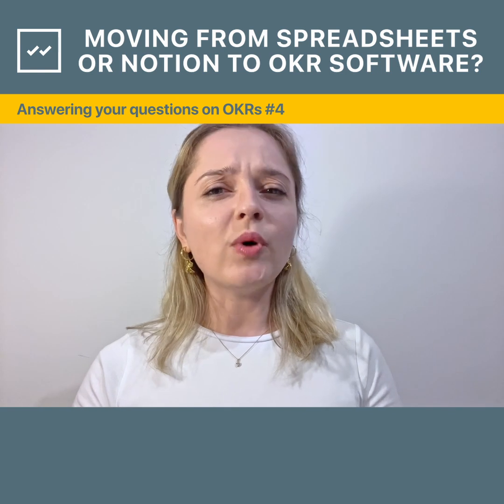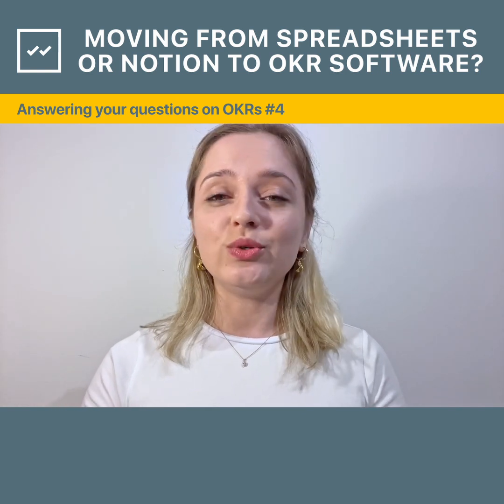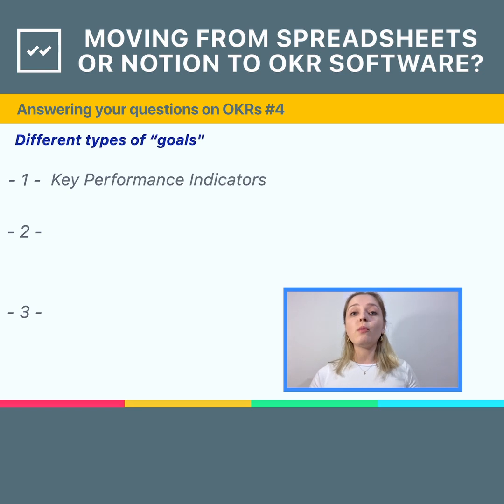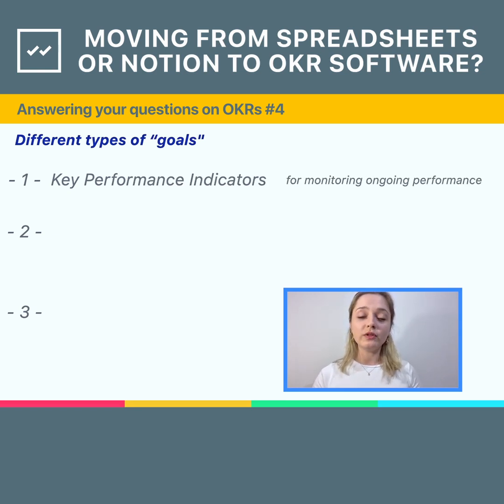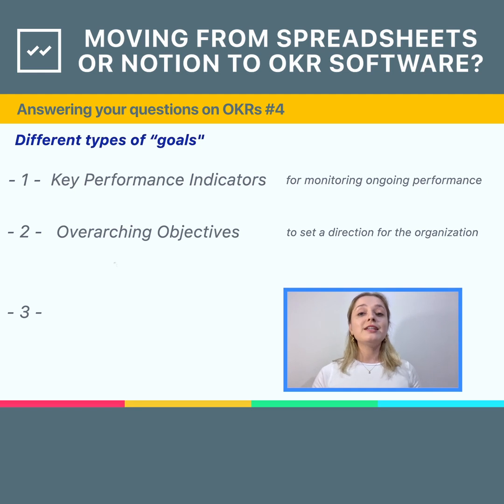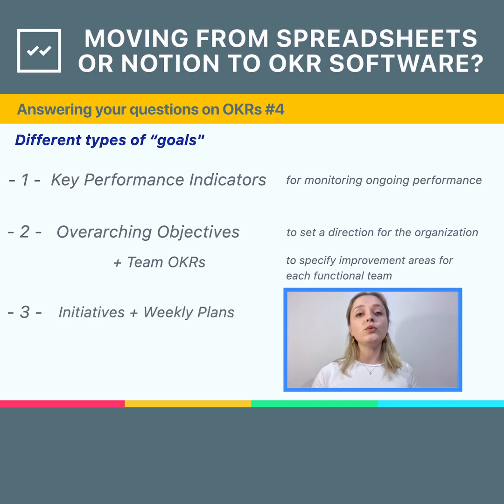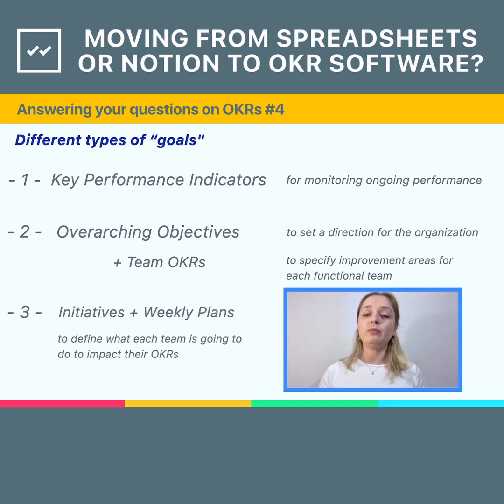So how do you populate your existing data in a new tool? There are three big areas that sometimes get mixed up together when you are setting goals in a document. These areas are key performance indicators or metrics for monitoring ongoing performance, company objectives or overarching objectives to set a direction for the organization, team OKRs to specify improvement areas for each functional team, and initiatives to define what each team is going to do to impact their OKRs.